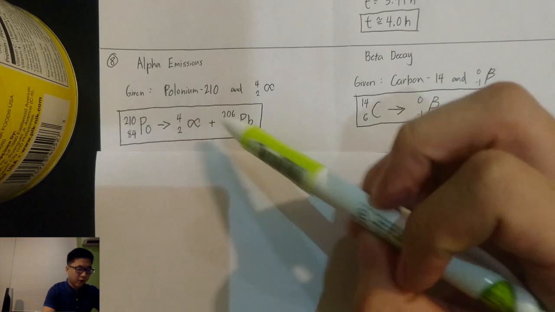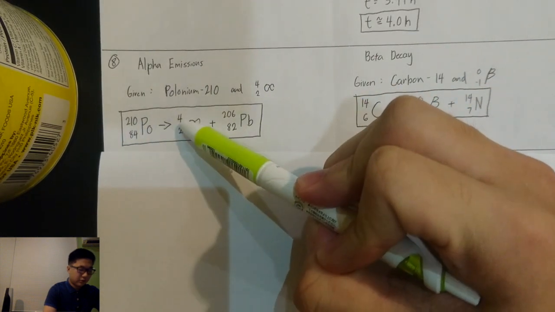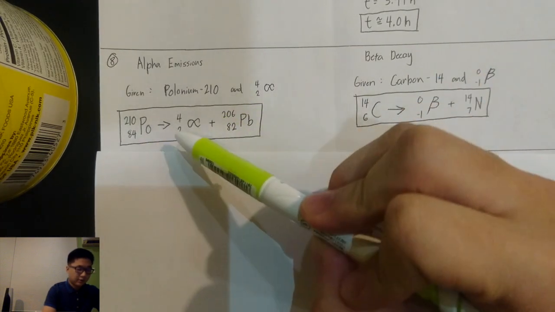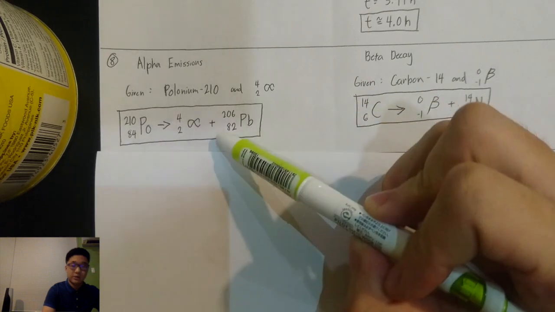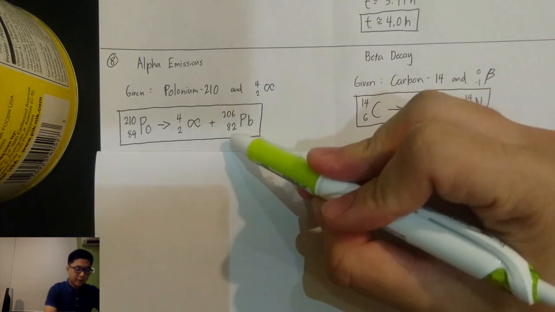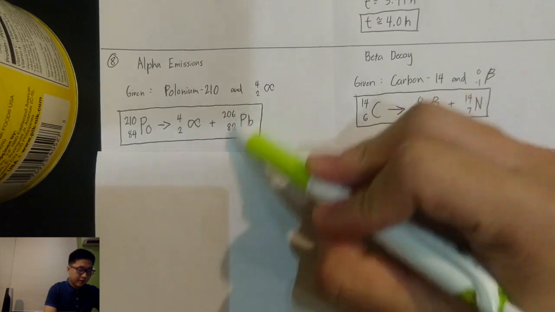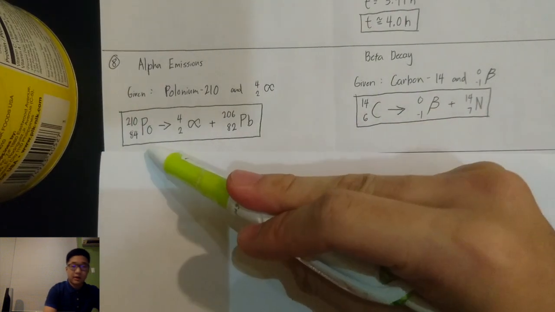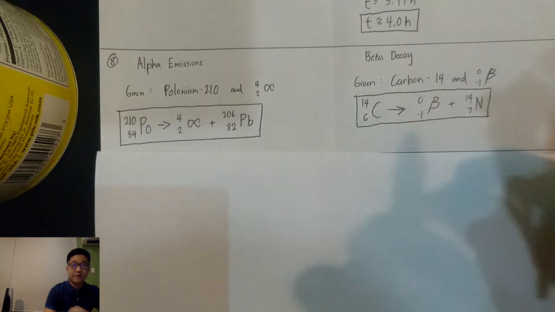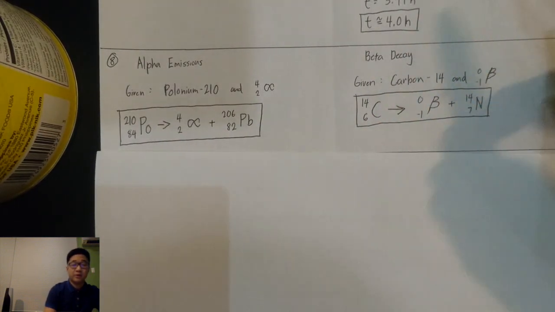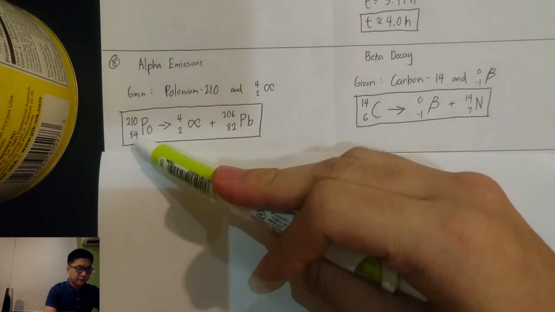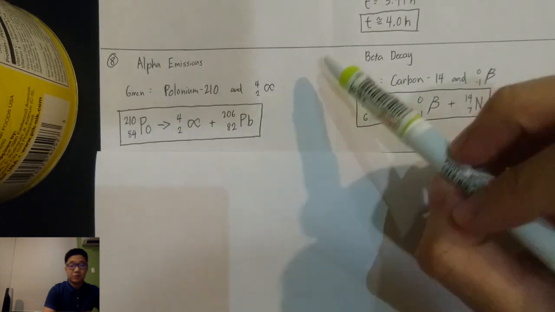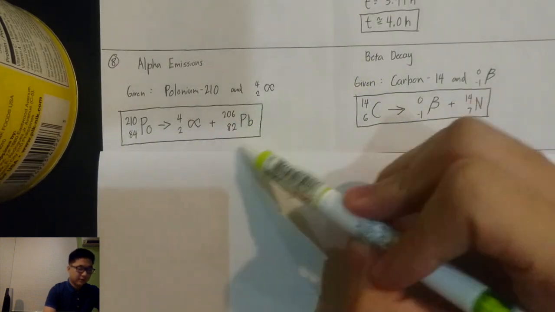So what we do is subtract 4 from 210, which is equal to 206, and we subtract 2 from 84, which is equal to 82. Now notice that the element here has changed. Well, that's because an element varies with its number of protons. So if there's a change in the number of protons, then there will also be a change in the element. From 84 protons it became 82 protons, and the element that has 82 protons is lead. So this is the answer right here.